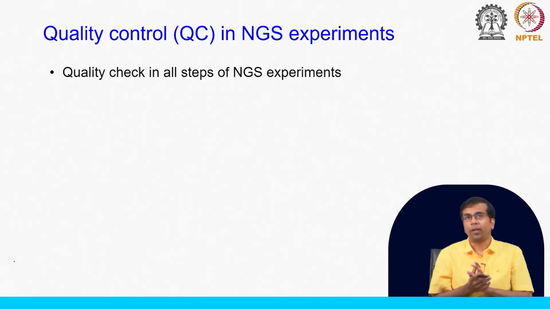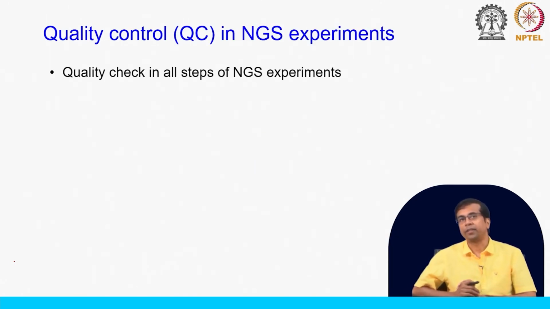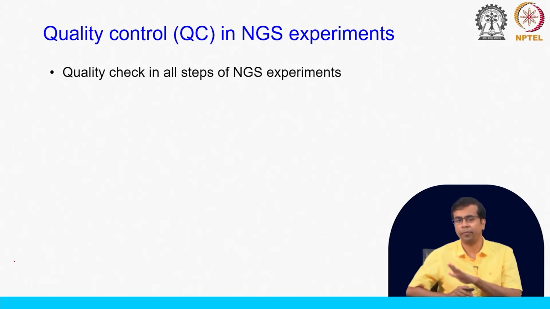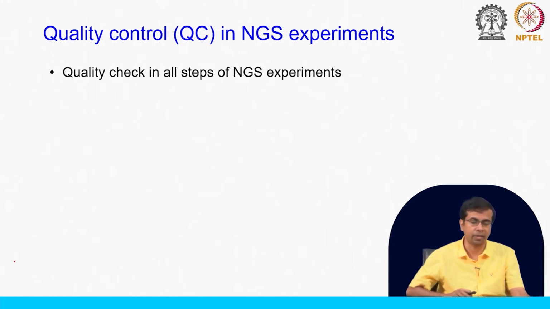Quality control in NGS experiments. This is a very important point, and this check is done in all steps of NGS experiments. So, not just at the data quality check, but it is also done at the experimental steps, which I will briefly mention, which we have not discussed in detail.